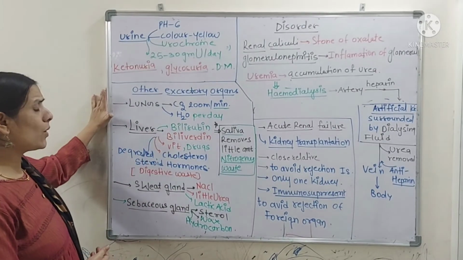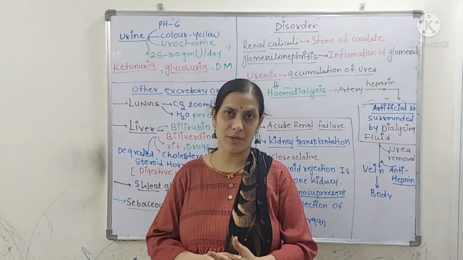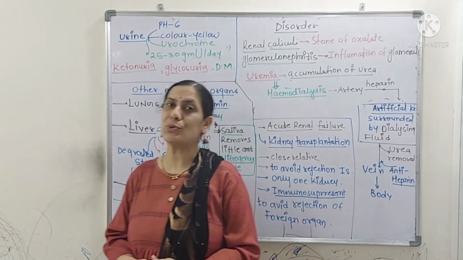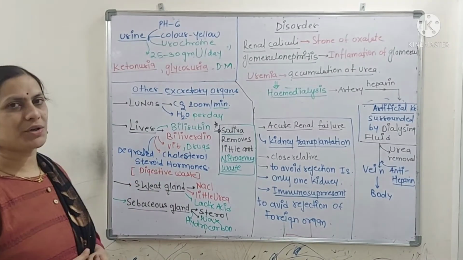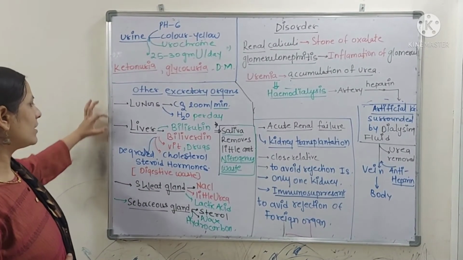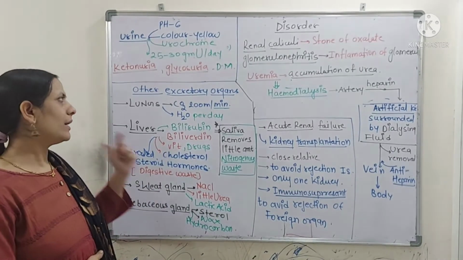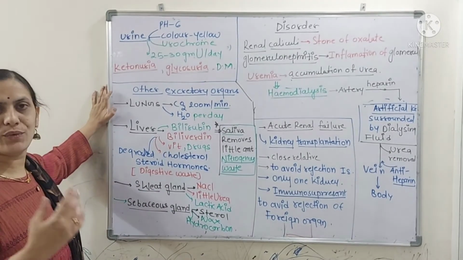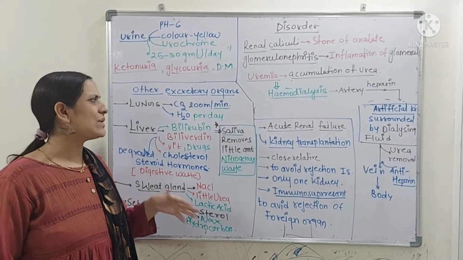Okay, now other than the kidneys, there are some other organs in our body which also help to excrete some other waste materials from our body. So what are they? Let's see here. They are the lungs, liver, sweat glands and sebaceous glands. Okay, and see here, we know that the lungs help to remove CO2 continuously from the body.